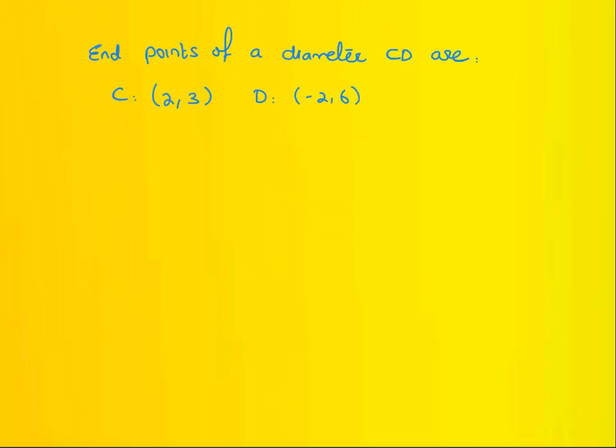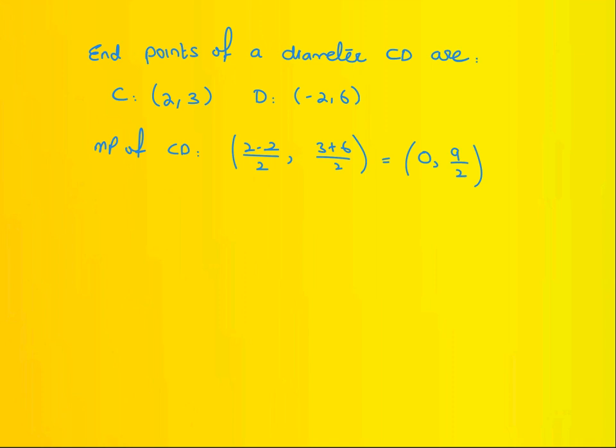Now this is one more example, same concept. Again, we have the endpoints of a diameter and we have to construct the equation. So let's first find the midpoint of CD, because that is the center. That's 2 minus 2 upon 2, comma 3 plus 6 upon 2. This is 0, comma 9 by 2. So this is basically the center of the circle.